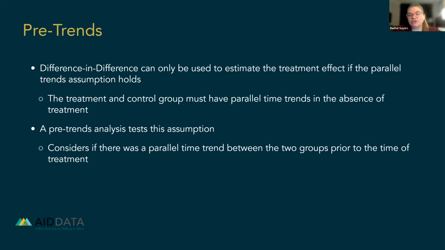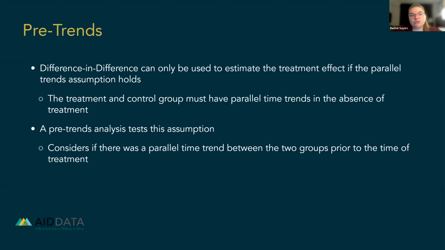Of course, we're trying to figure out whether that parallel trend would continue after treatment, but we don't know that because that's not the world we live in. So instead, we look at the pre-trends that happened before treatment. And if they are parallel, then we assume they would have remained parallel after treatment in the absence of treatment.